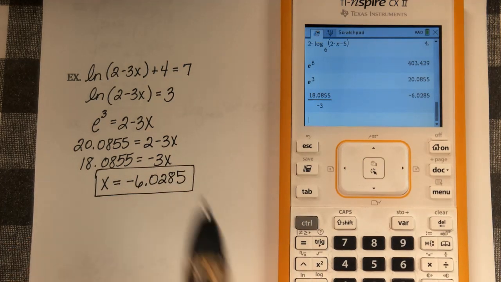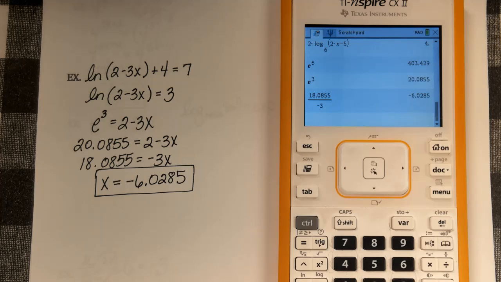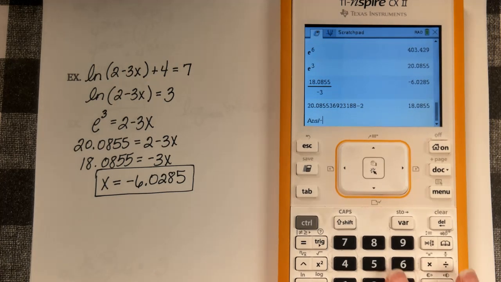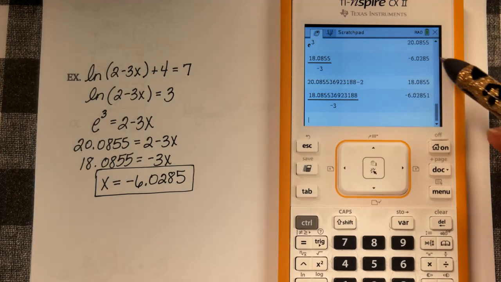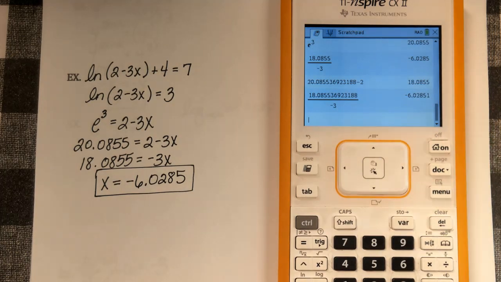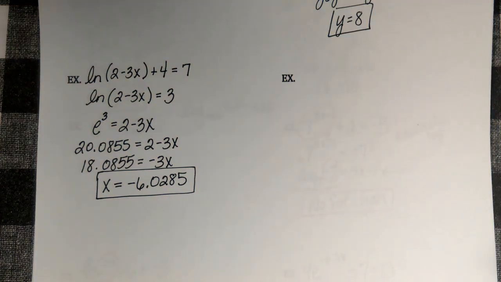Again, you might have a little decimal that's off if you're not rounding. So if I just took this and subtracted 2, then divided by negative 3, this one rounds to the same thing, but some of them might round a little differently. Okay, so just be careful with that. Okay, we good? We've made it to our last one.